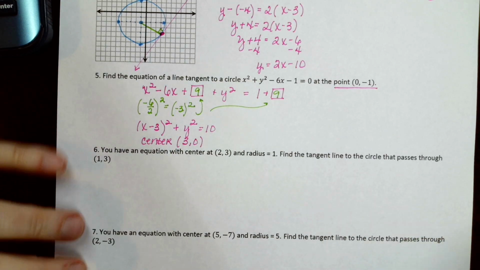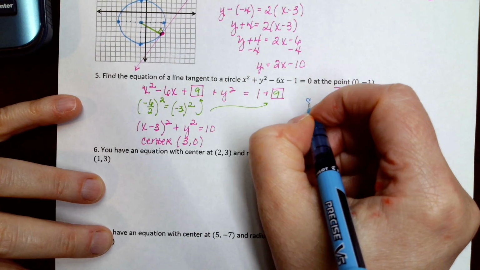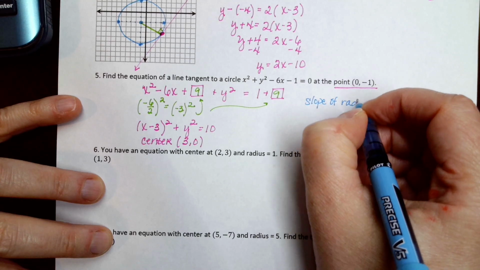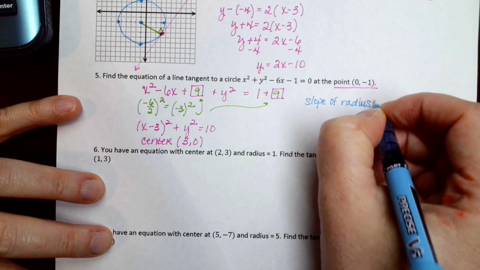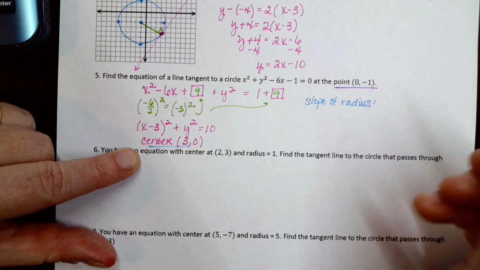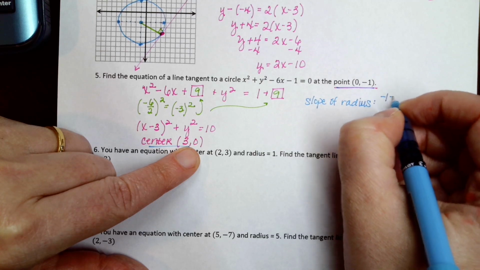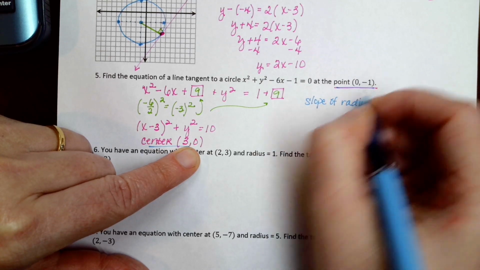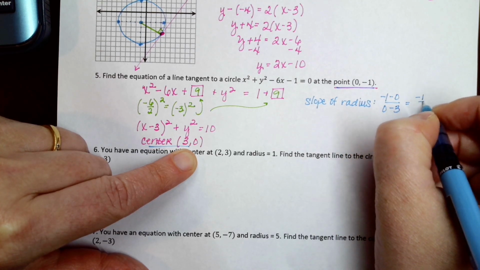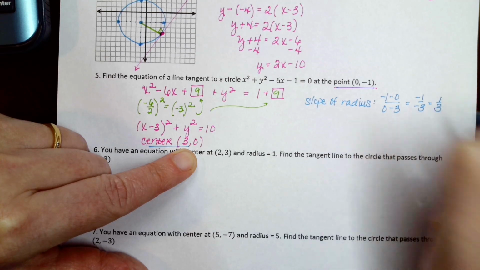Once we have that, our next step is to find the slope. I need the slope of my radius. My radius should go from the center to the point of tangency. Those are the two points we're going to use. So again, change in y over change in x. So -1 minus 0 over 0 minus 3. So I'm going to get -1 over -3. So there's my 1/3.